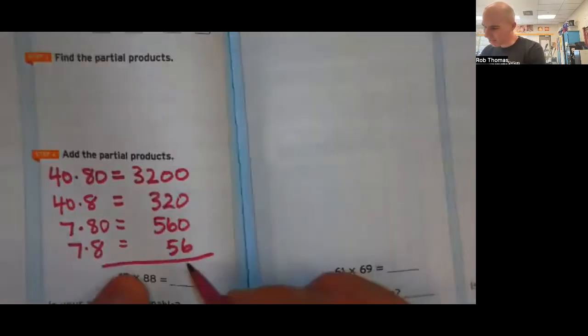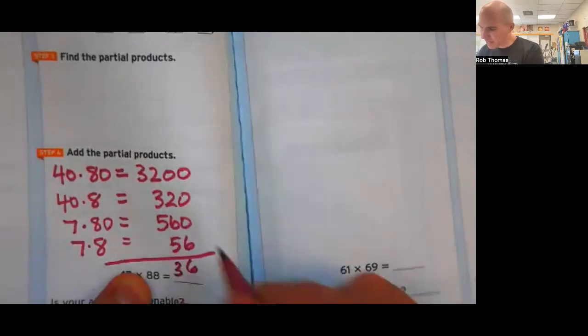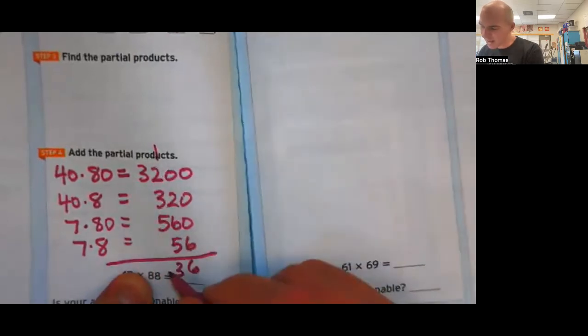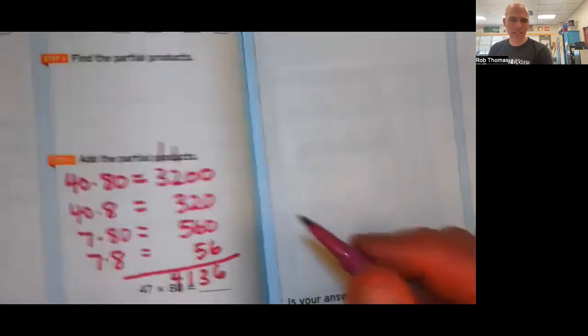All right, let's see what it is. I get a 6. 3, carry the 1. Let's see here. 1 plus 2 is 3, plus 3 is 6, plus 5 is 11. So I'll carry that 1. So I got 4136. Hopefully you got the same thing as me.